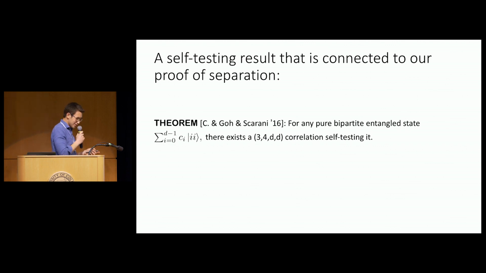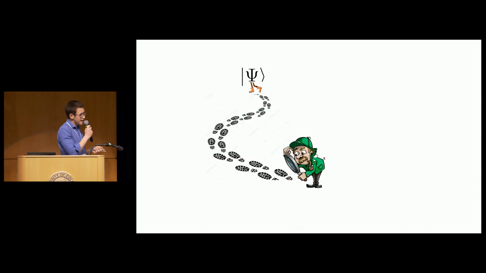Another way to interpret this result pictorially is to think that any such pure bipartite entangled state possesses a classical fingerprint, or a classical footprint, if you will, that singles it out uniquely. In the next few slides, I'm going to tell you about the important ideas at a high level that go into proving this self-testing result, because they're intimately related to our proof of separation.